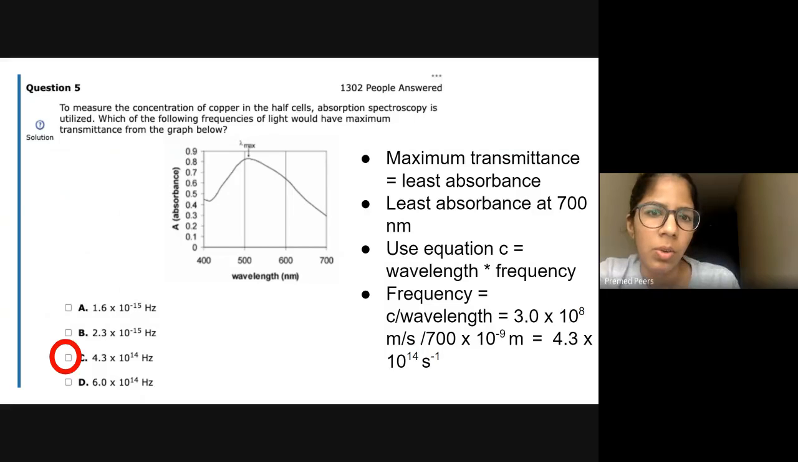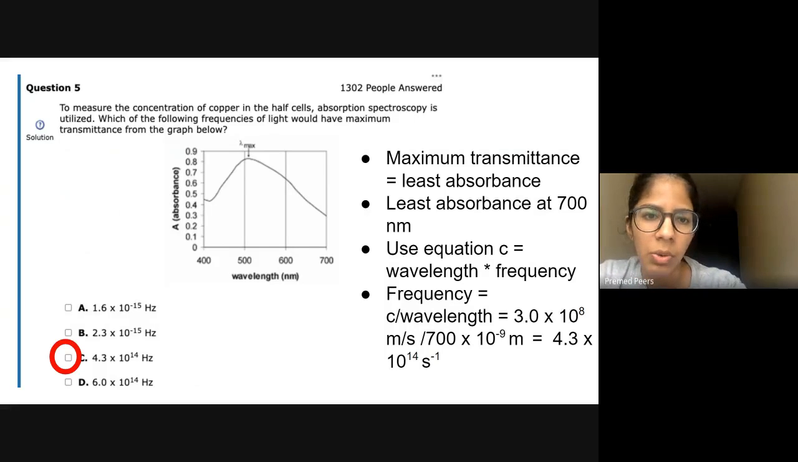Let's keep going. So C is correct. What you do is just: maximum transmittance is least absorbance. So that would be at the 700 nanometer wavelength on the x-axis.